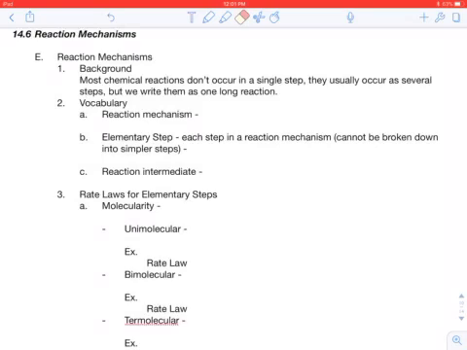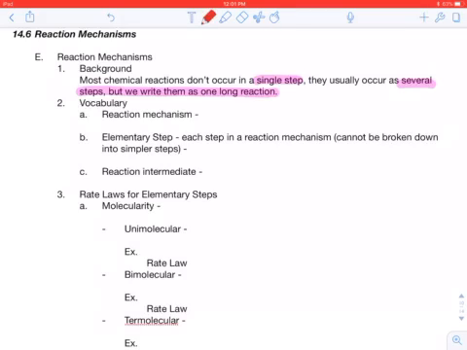Reaction mechanisms basically take what we know about reactions and move it a little deeper. Up to this point, we've talked about reactions happening in a single step, which is not true. They actually occur as several steps. So we write them as one long reaction, but it's actually several steps. So let's get to what a reaction mechanism is.